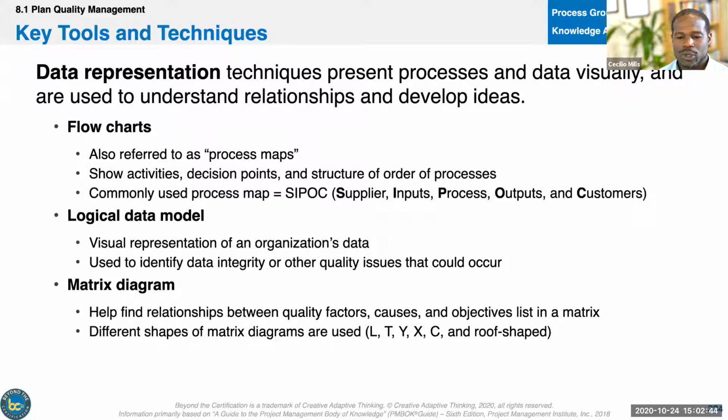All right, and so this is where we'll see a matrix diagram when we get to risk as well. We'll see a lot more diagrams in risk that talk about some of the ones that we were looking at here in planning.